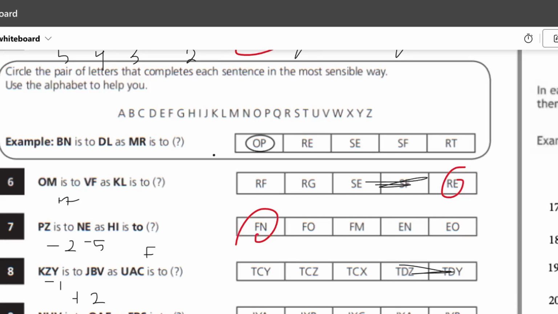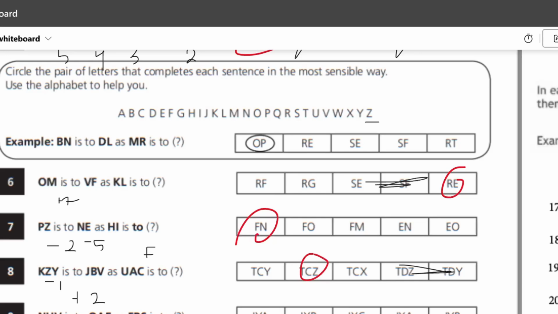And then Y to V is going back 1, 2, 3. So let's go back 1, 2, 3, 1, 2, 3. When we go back 3, we are going to get Z. So our answer is TCZ.